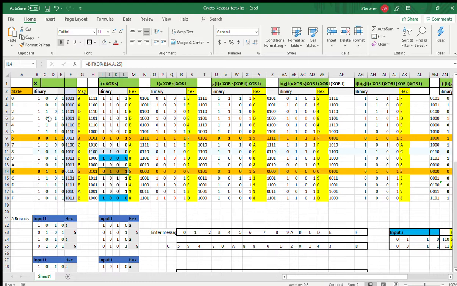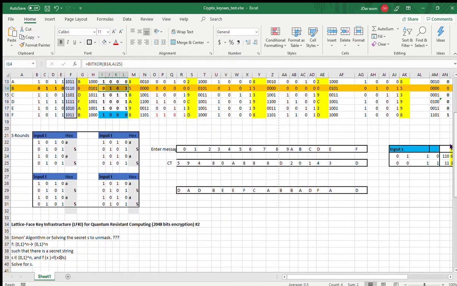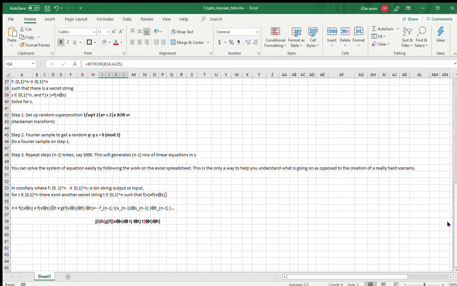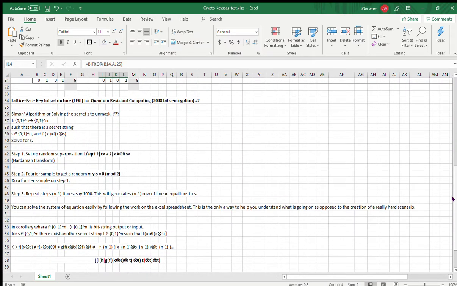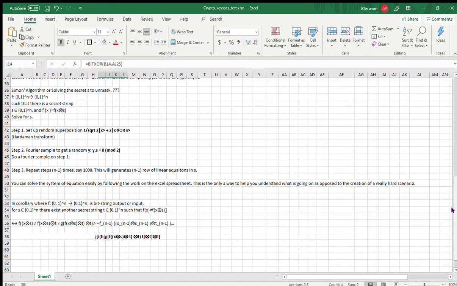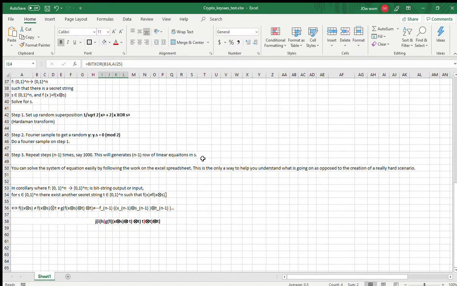Okay? From what I have shown you, you've seen how to set up the Hadamard transformation to meet the condition upon which to carry on the next step. The next step will be Fourier sampling. So Fourier sampling or Fourier analysis, you can also do it with the scatter diagram. You can see how the curve, how the line goes.